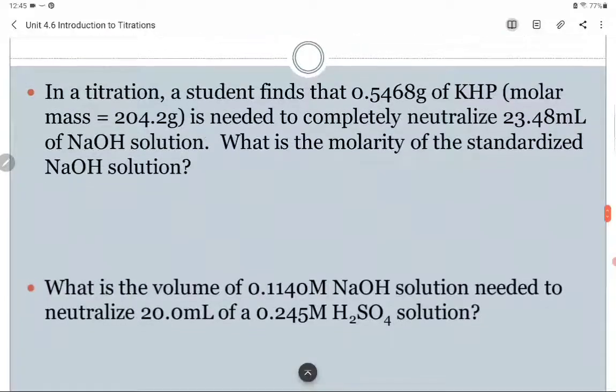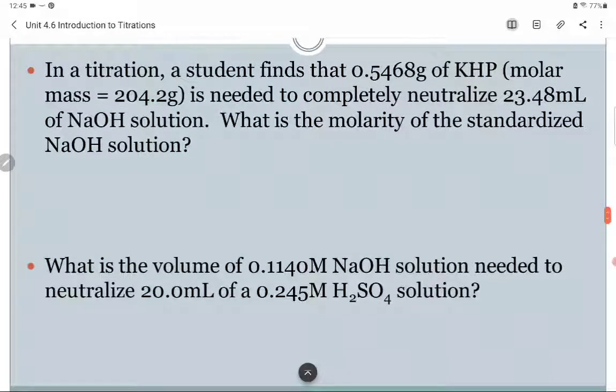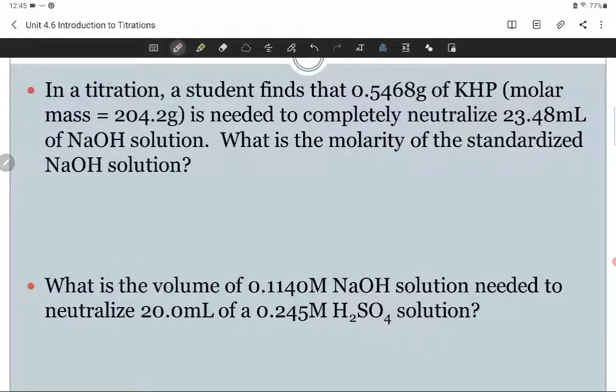Okay, second question. So this is still an acid-base question. There's a chemical called KHP. KHP has one H in it. By the way, it's called potassium hydrogen phthalate. No one likes to call it that. Everyone just calls it KHP.